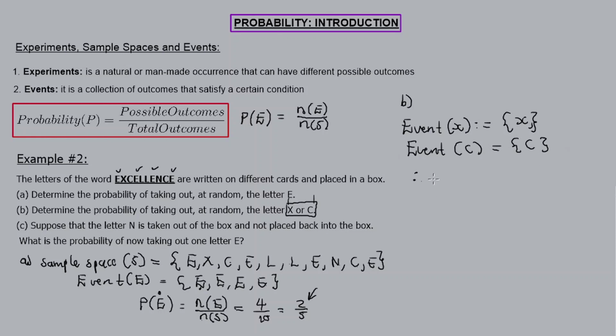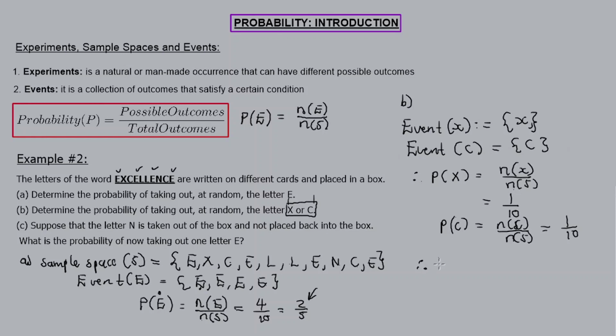Therefore the probability of event X is equal to the number of outcomes in event X divided by the number of outcomes in the sample space. The sample space stays the same, so I don't need to write it again because I already wrote it below. It's 1 divided by 10. The number of outcomes in the sample space is 10. And then the probability of C will be equal to n C divided by n S. This is equal to 1 over 10.